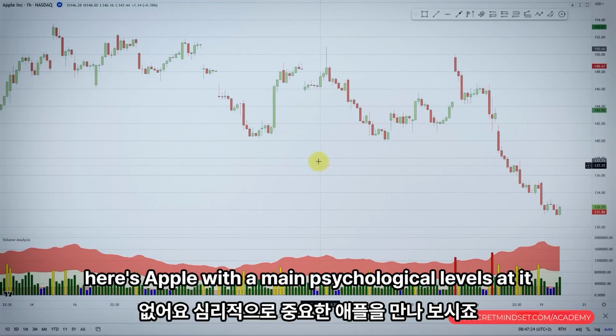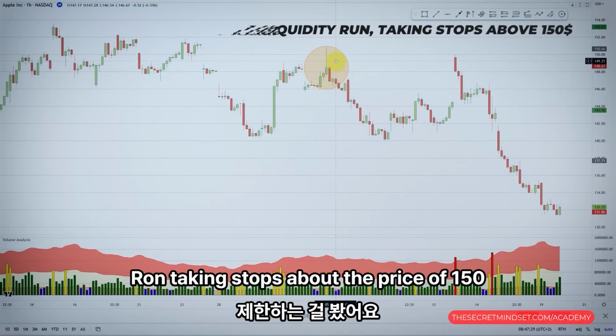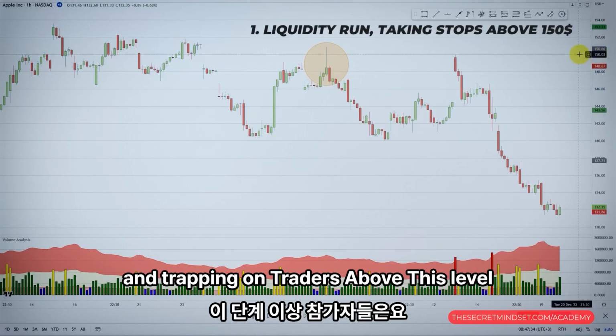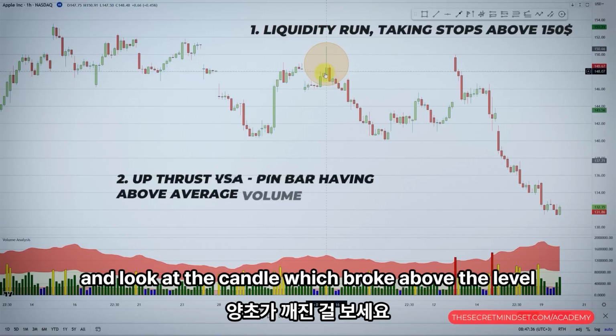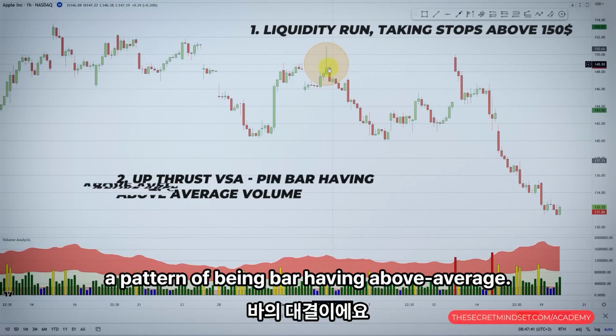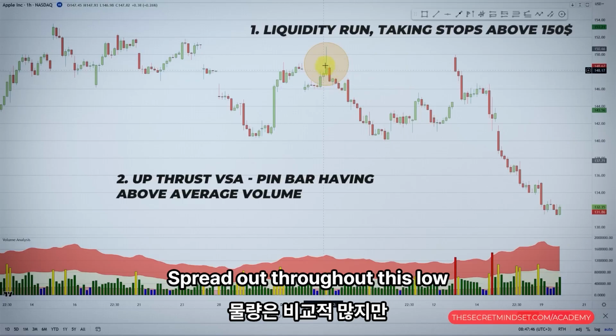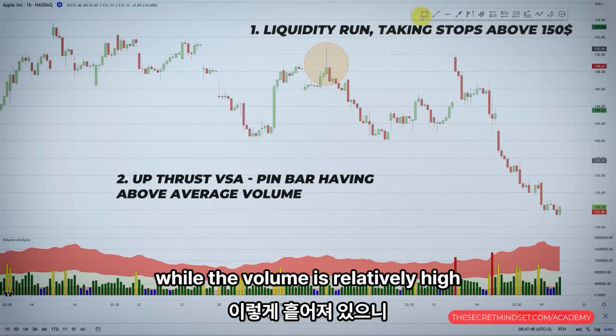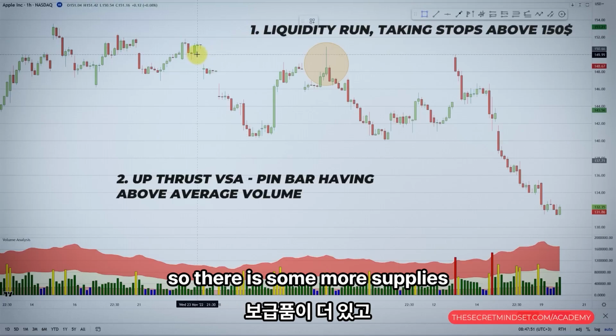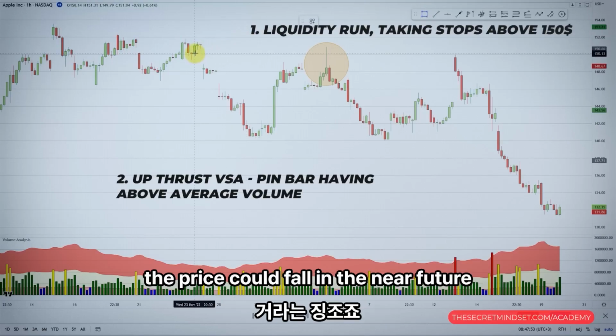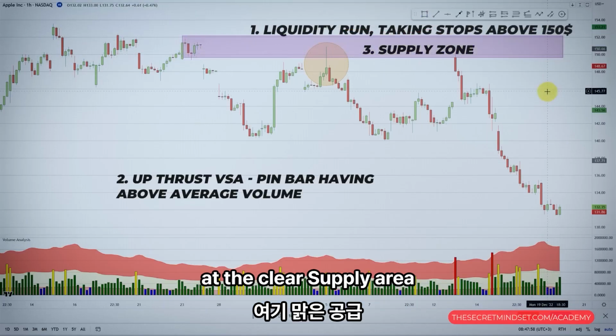Here's Apple with the main psychological levels added. I see an obvious liquidity run, taking stops above the price of $150 and trapping long traders above this level. And look at the candle which broke above the level. It's an up-thrust VSA pattern, a pin bar having above average volume. The spread of the up-thrust is low while the volume is relatively high, so there is more supply than demand, a sign that price could fall in the near future. And it happened at the clear supply area.